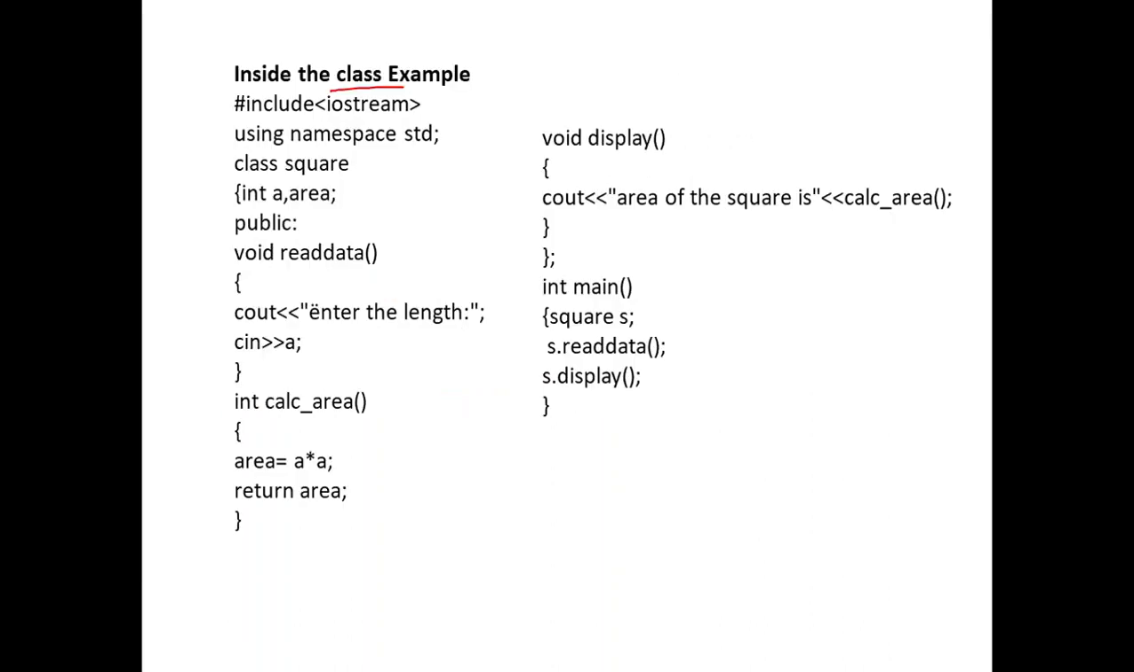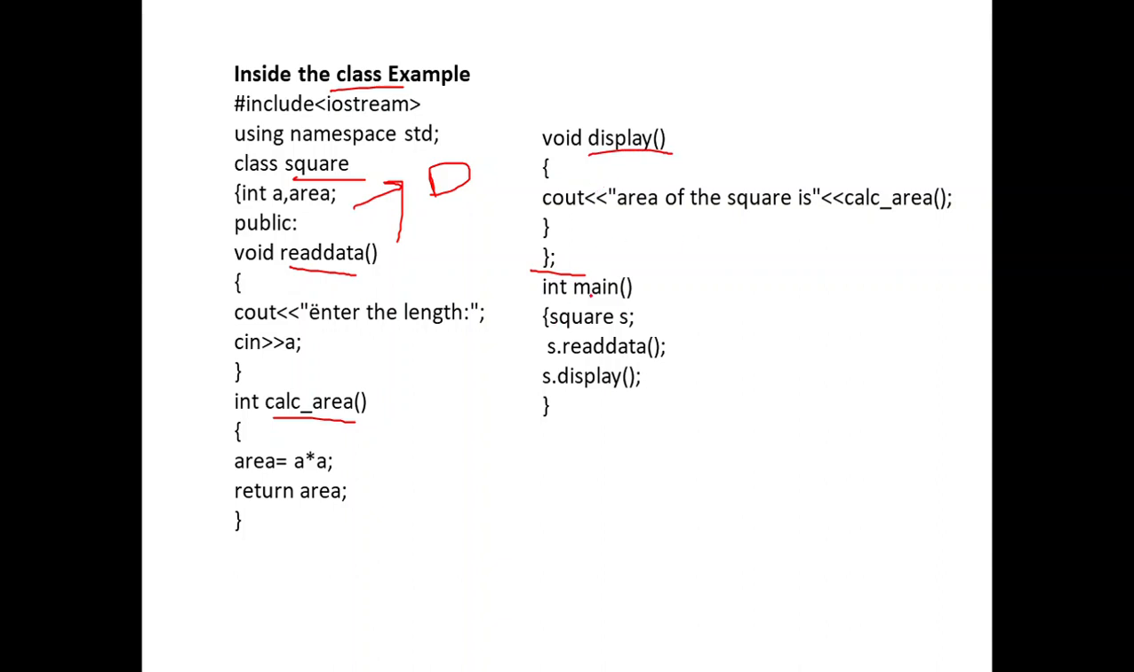So the first one, inside the class. This is a program to find the area of the square. For that, we will declare a class, and the name of the class is square. Till here, this is the class square. Here these are the data members, and these are the member functions. The first one is void read data, the next one is calc area, and the next one is void display. So these three are the member functions.